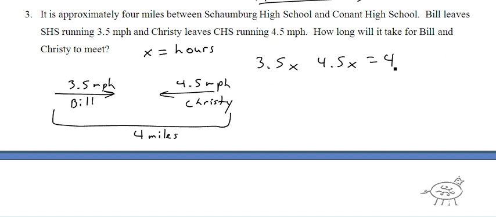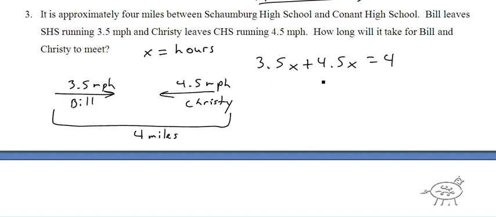It's the same idea. Bill's going 3.5 miles an hour, Chrissy's going 4.5 miles per hour, and that means they're heading towards each other at a speed of 7 miles per hour. So we are adding their speeds together because they're going together that much faster, at 7 miles per hour. Okay? And that's the setup for that problem.